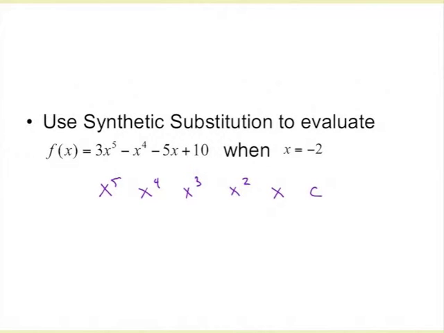Where'd you get x to the 3rd? We're just counting down. So we start with our highest power, and then we just count down. 5, 4, 3, 2, 1, constant. Every power of x has to be represented.